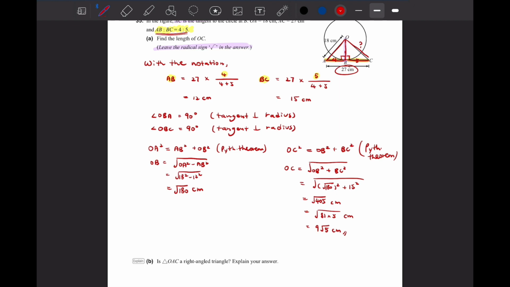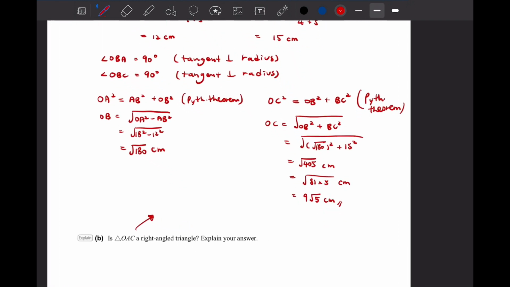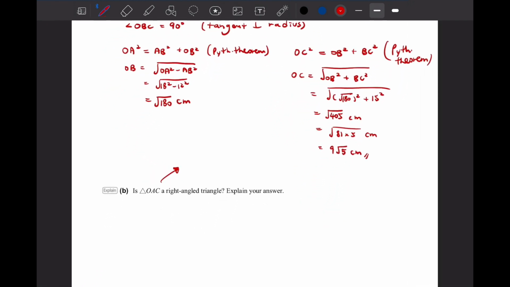So now look at our part B. It asks you, is triangle OAC a right angle triangle? So let's see where your OAC is. Okay, so this whole thing is OAC. Okay, is this a right angle triangle? How do we know whether it is a right angle triangle or not? In order to prove it, we can use your converse of Pythagoras theorem, which means I can check whether my OA squared plus OC squared equals my AC squared. So let's write it down.